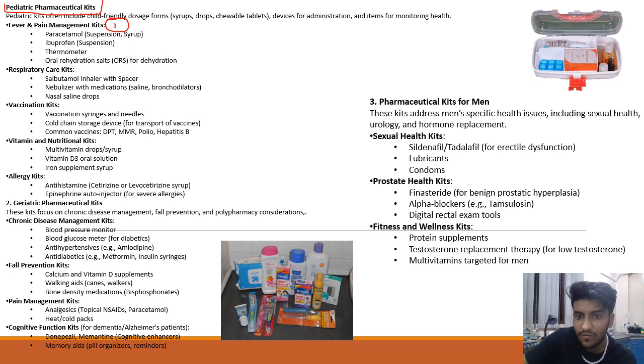Pharmaceutical kits for men, obviously. For sexual health kits, you have sildenafil, a phosphodiesterase inhibitor, condoms, and lubricants. For prostate health kits, you have a 5-alpha-reductase inhibitor, finasteride, alpha blockers, tamsulosin for benign prostate hyperplasia, and digital rectal examination tools. For fitness kits, you have multivitamins, testosterone replacement therapy, and protein supplements.